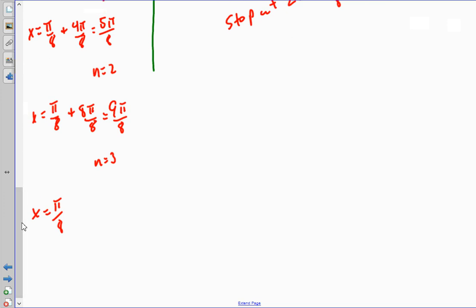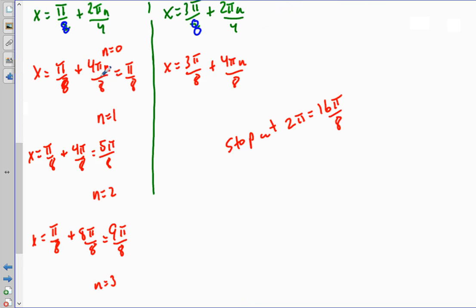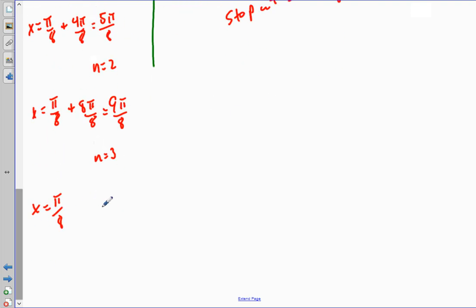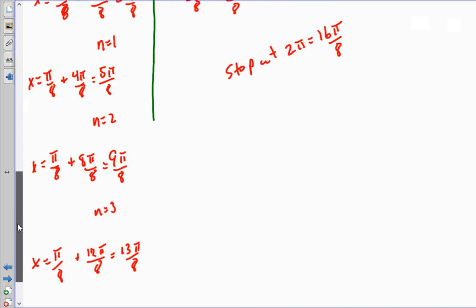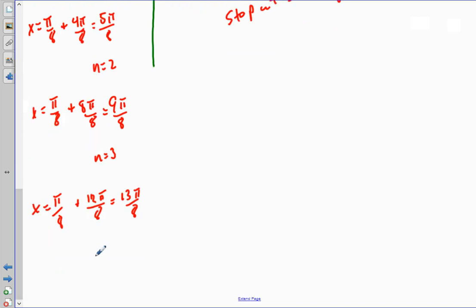We're going to have up here, when we have this right here, 3 times 2, or 3 times 4, which is 12. So we're going to have 12 pi's over 8, which is then going to give us 13 pi over 8. How far do we have to go? We're going to 16. I'm guessing we're probably going to stop here. We'll try one more time.